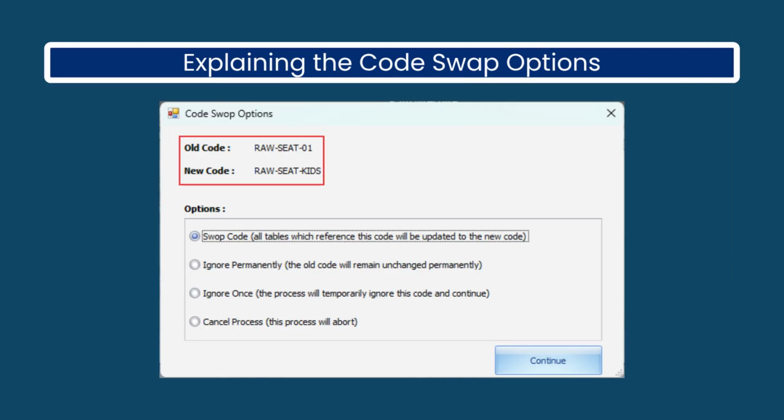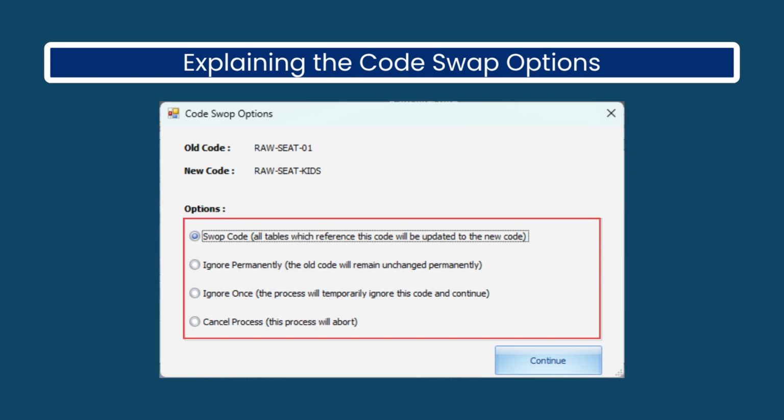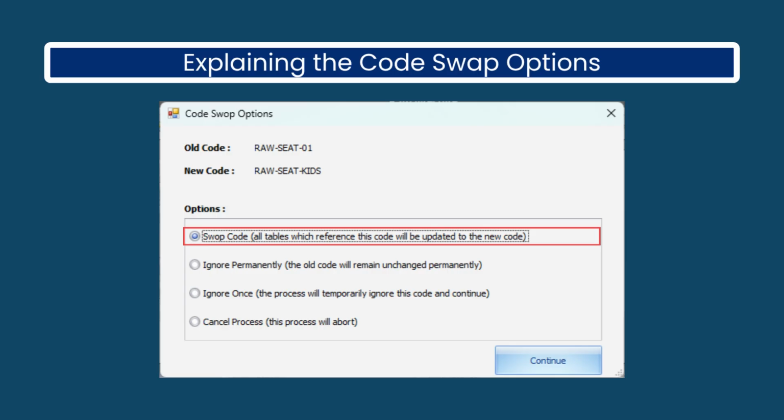Now we are looking at the Code Swap options screen. At the top, it clearly displays the original old code alongside the new code detected from your accounting system. Below that, you have 4 distinct options to choose from. Let us break them down so you can pick the best one for your situation. The first option is Swap Code. Selecting this means Xperdyte will scan your entire database and automatically replace the old code with the new one everywhere. This updates all your bills of materials, current production runs, and even historical works orders from years ago, making it seem like the old code never existed.